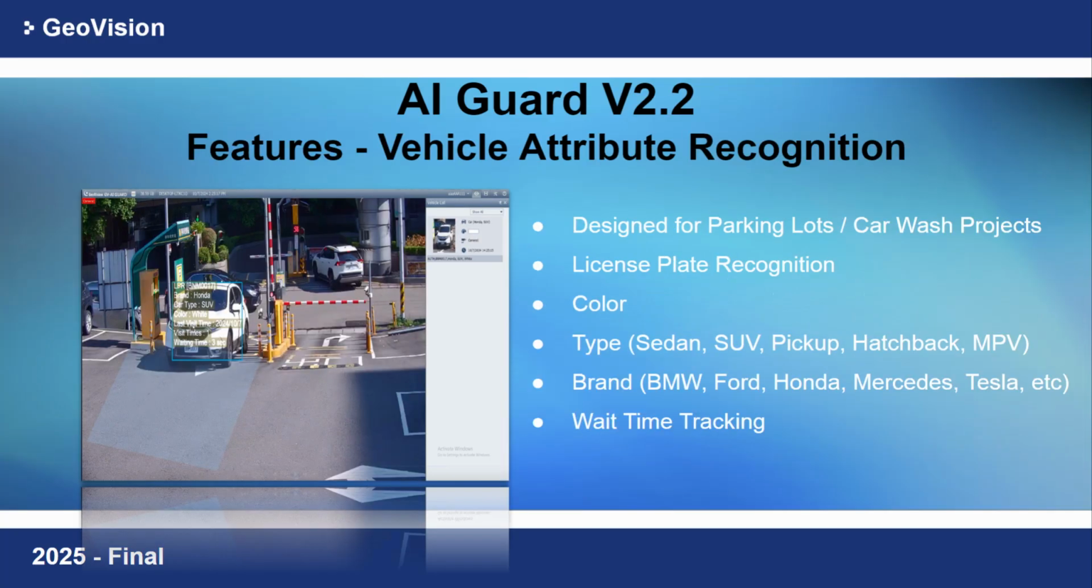Vehicle Attribute Recognition is designed for parking lots and car wash projects. Its capabilities include license plate recognition, vehicle color recognition, vehicle type classification, vehicle brand recognition, and wait time tracking.